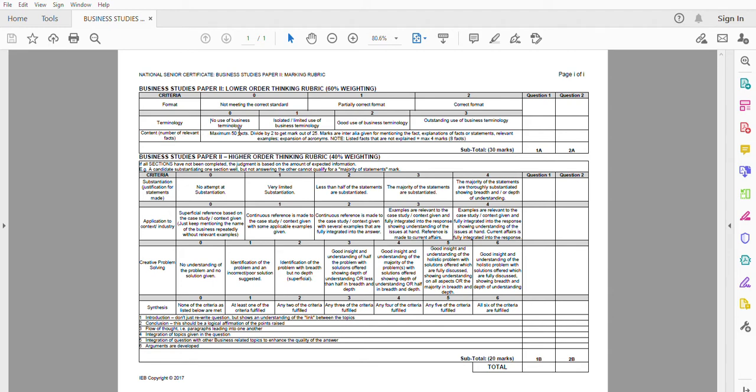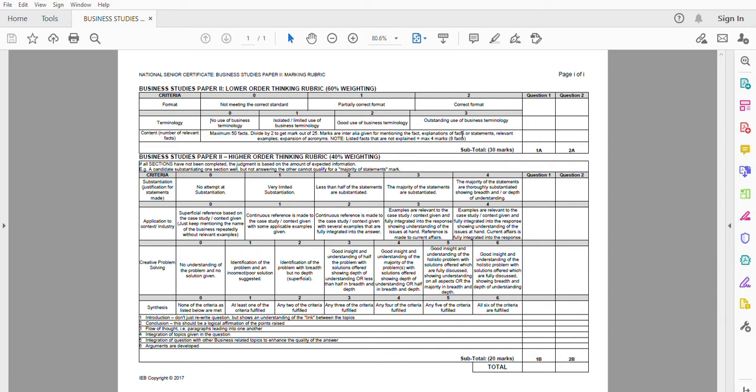So let's read it together. We've got a maximum of 50 facts. We then divide by 2 to get a mark out of 25. Marks are inter alia, given for mentioning the fact, explanation of facts or statements, relevant examples, expansion of acronyms. Note, listed facts that are not explained, maximum of 4 marks for those 8 facts, right?